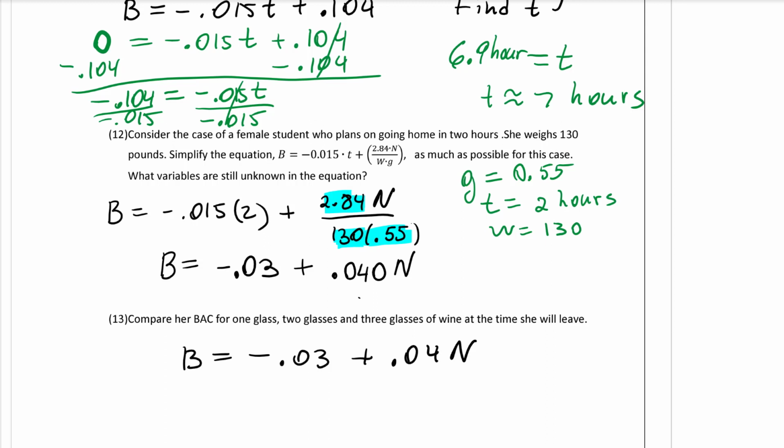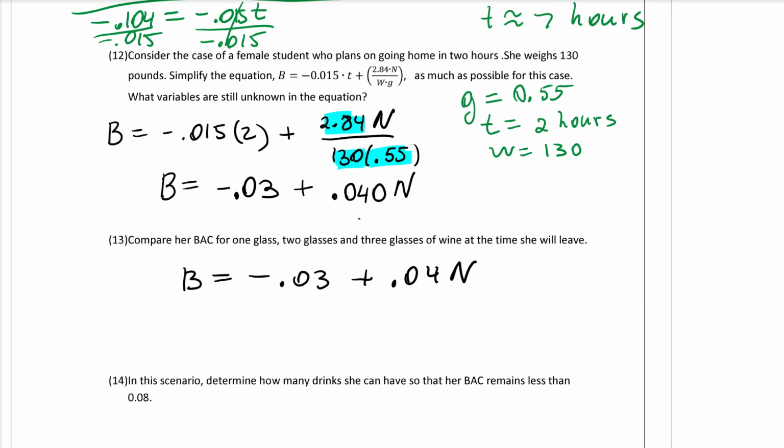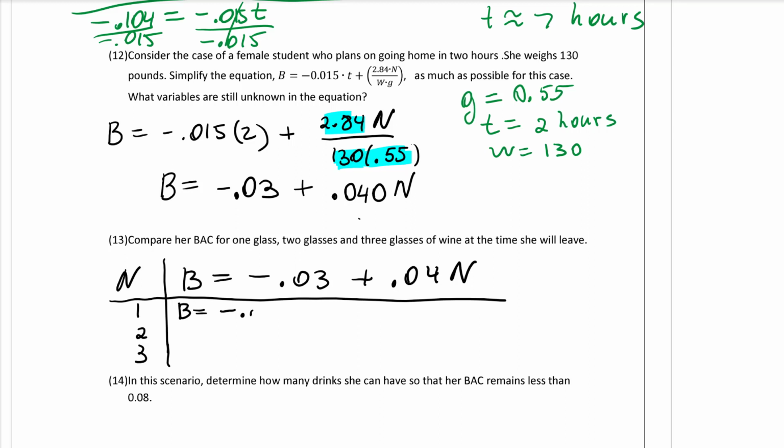So now we're going to go ahead and see what would be her BAC after 1 glass, 2 glasses, and 3 glasses. So we're going to do the same kind of thing. We're going to make a table. We're going to put n as the number of glasses, and again, it doesn't matter whether it's wine, beer, or shots. You're still going to substitute the whole numbers for the number of drinks. So we're going to do 1, 2, and 3. All right, now look again, substituting carefully, do not lose that minus.